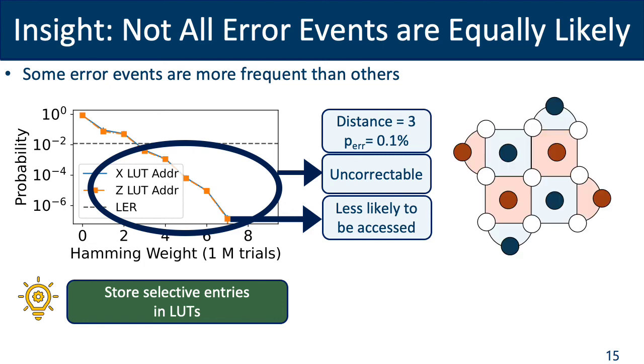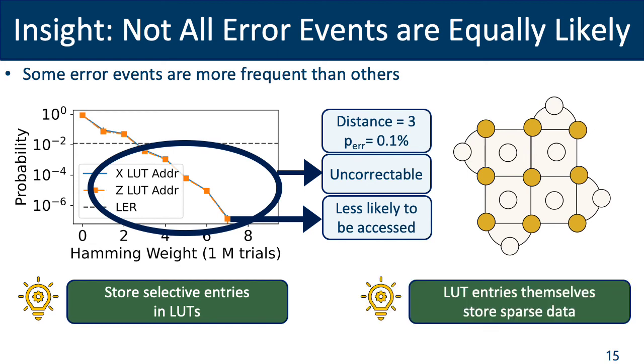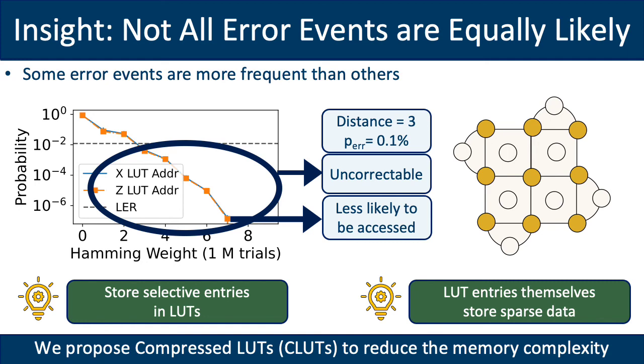Additionally, let's take a look at this distance 3 code. Although you have these 9 data qubits for error assignments, we can only assign up to 1 error because that's a limitation of a distance 3 code, which means the lookup table entries themselves store sparse data and are compressible. So, we propose compressed lookup tables that only store selective entries and compress the data entries themselves.